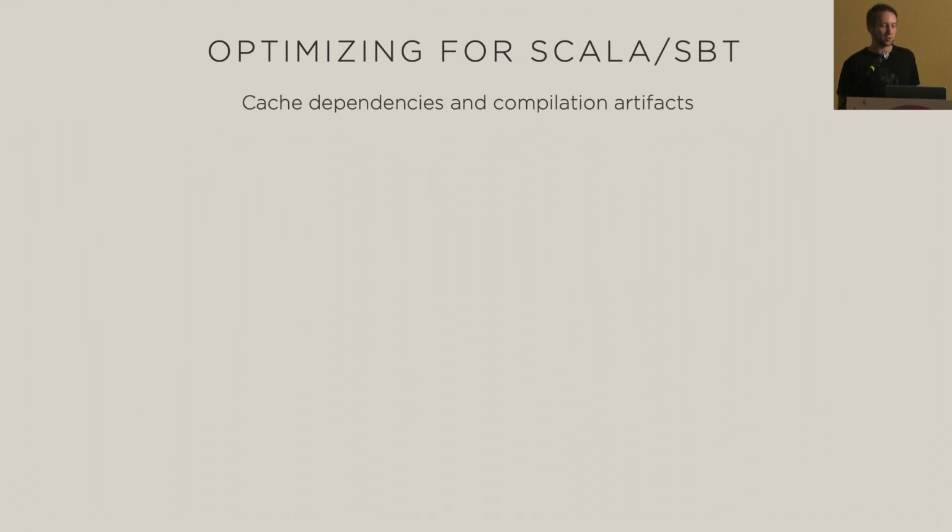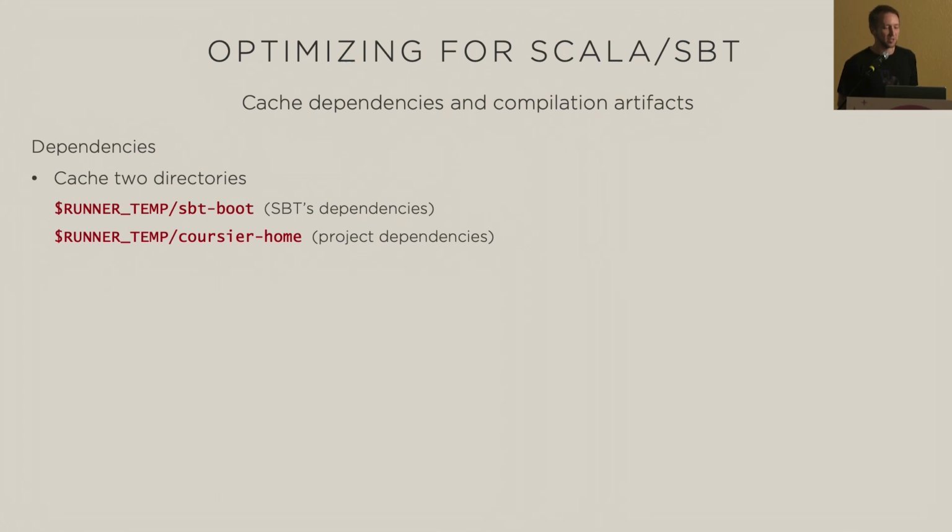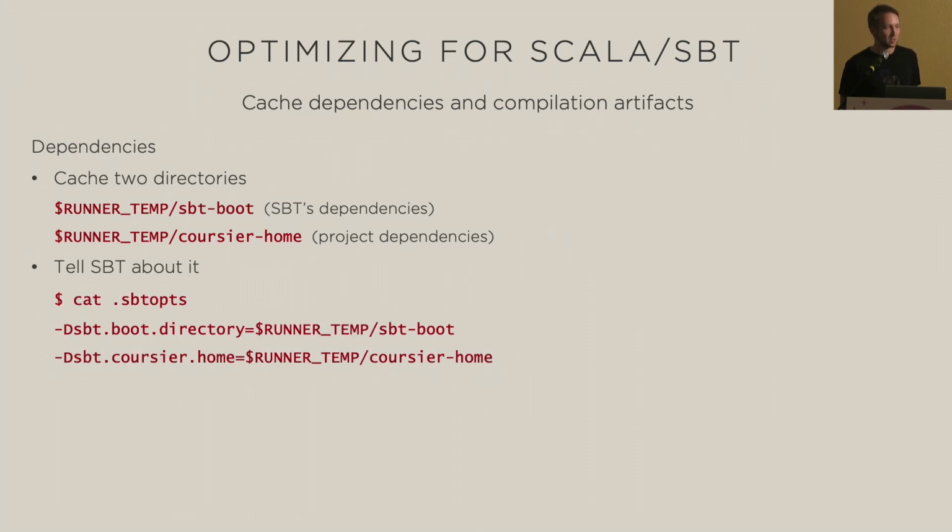Finally, we found it useful to cache our dependencies and our compilation artifacts. This seems pretty obvious, but I'll go into the details of how we do it. So for dependencies in particular, we need to cache two directories. There's an SBT boot directory, which holds SBT's dependencies, and this Coursier home directory, which holds the project's dependencies. We also need to tell SBT about this, but you can just pass this in as a configuration parameter in your SBT opts file, or there are other ways to pass this in depending on how you run SBT.